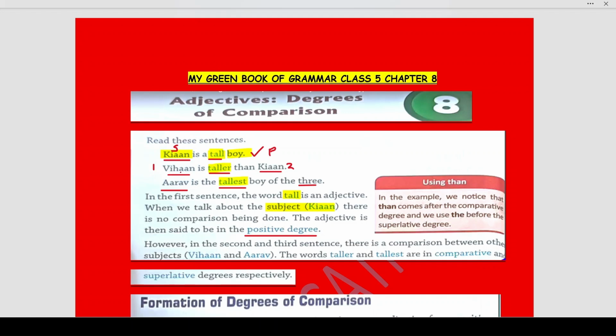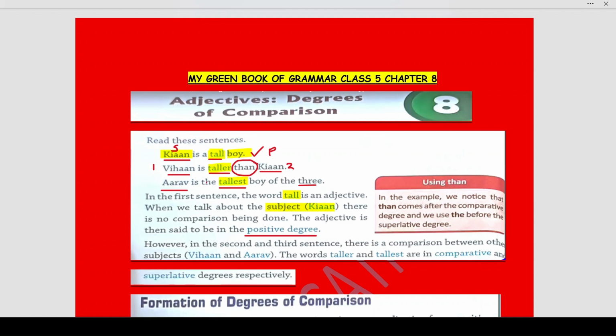Now, in the second sentence, Vihan is taller than Kian. There are two subjects, Vihan and Kian, and there is a comparison between their heights. And we are saying Vihan is taller than Kian. So, when this comparison is between two subjects, we use than, which comes after the comparative degree of comparison. Okay, after taller, we use than.